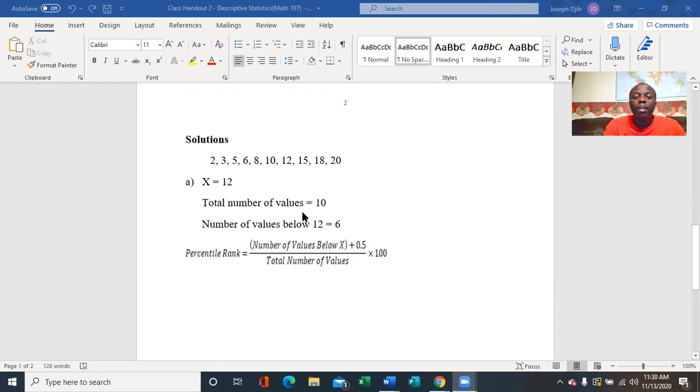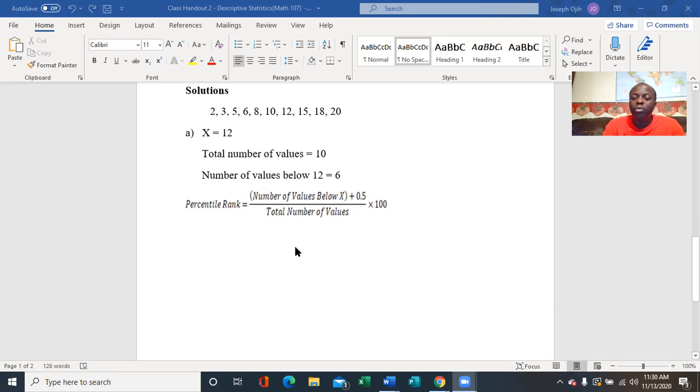So 10. And the formula says number of values below x. How many of these numbers are below x? Remember, our x is 12. So how many of them are below 12? Count them, those who are below 12. 1, 2, 3, 4, 5, 6. Only 6 of them are below 12. So that is 6. So put all these into the formula.